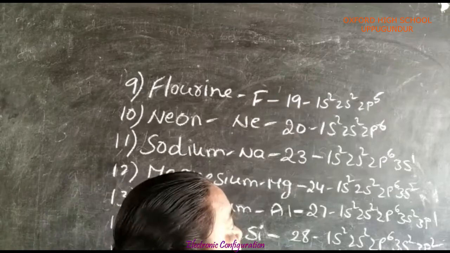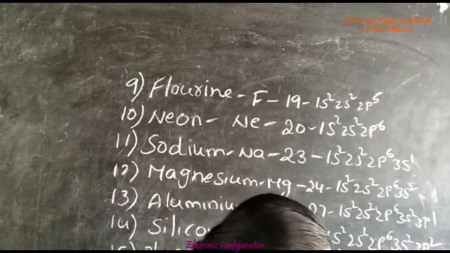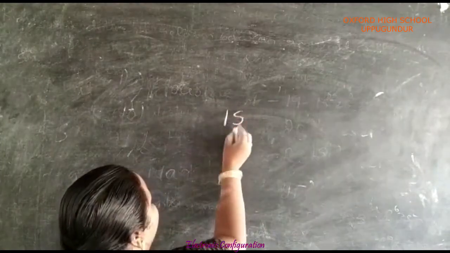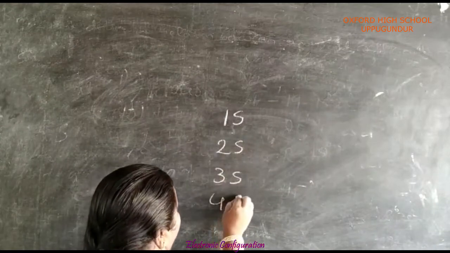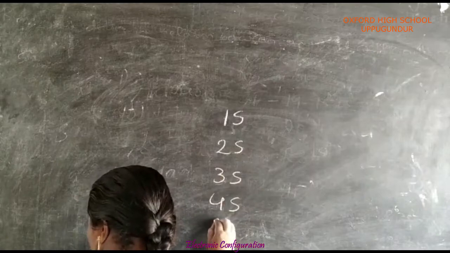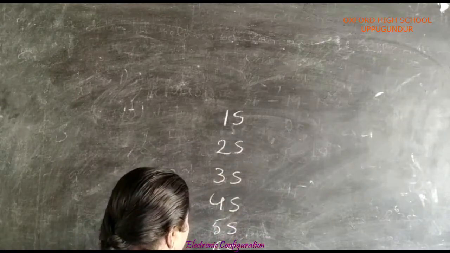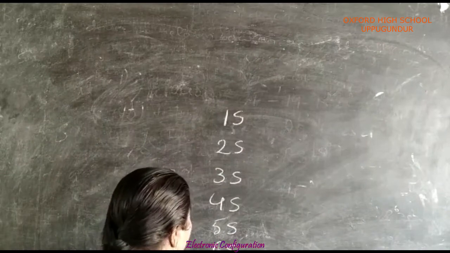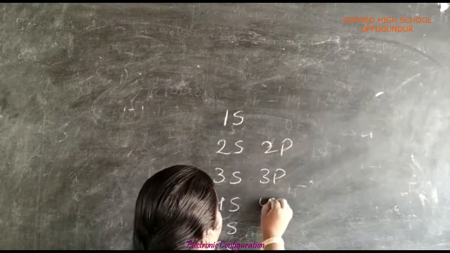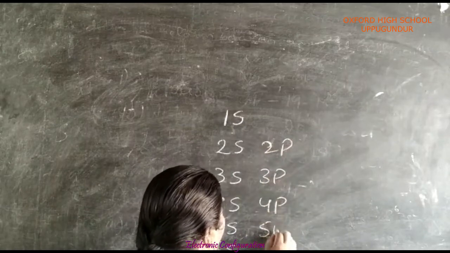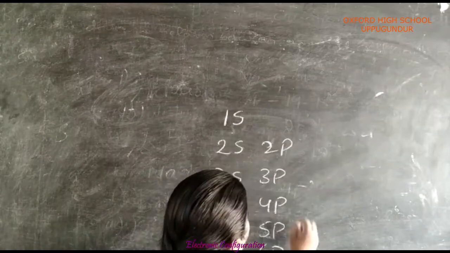According to the Moeller diagram, we are giving the electronic configuration. I will show the Moeller diagram. 1s, 2s, 3s, 4s, 5s, 6s, 7s, 8s, 2p, 3p, 4p, 5p, 6p and 7p.